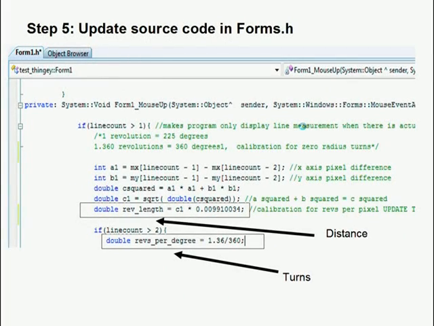And then here is where you would update it. The double rev length equals C1. C1 is the Pythagorean Theorem, as you can see. C1 equals the square root of double C squared. Then C1 times whatever your revs per pixel is, and for the turns, it's revs per degree, and that's just 1.36 divided by 360 if you're using the big wheels. The 1.36 is how many revolutions it takes for your wheel, so substitute it as a variable. Take the amount of revolutions it takes for your wheel to complete a 360-degree turn and divide it by 360.